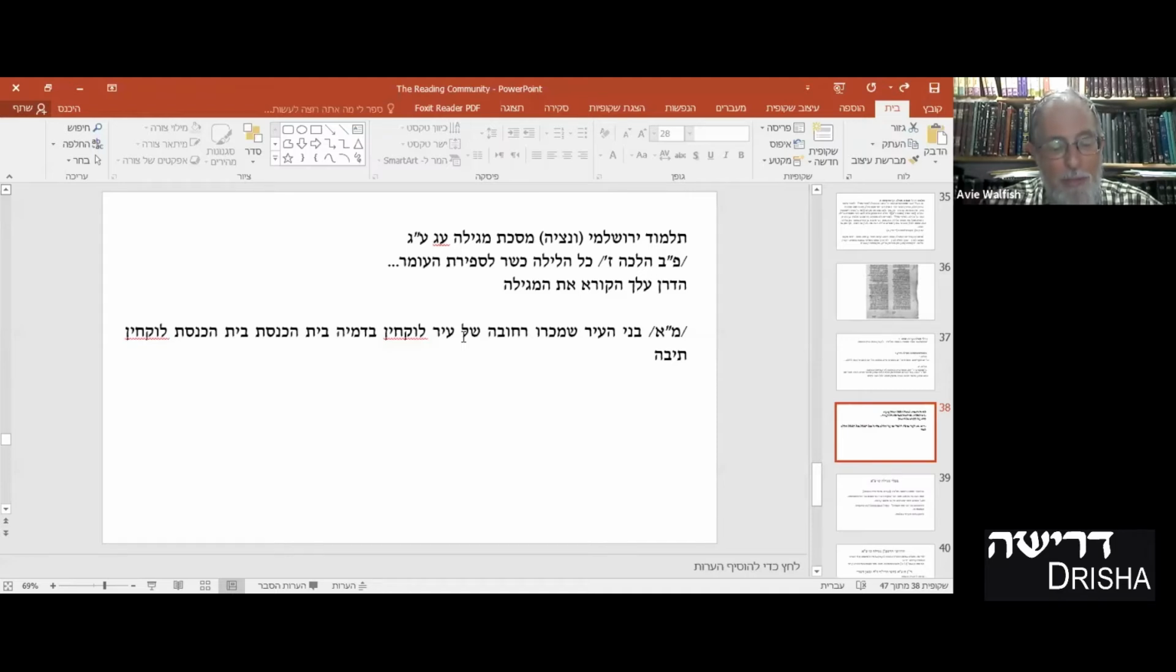That's right. Very good. Now to focus this yet more sharply, let's look at the first words of our chapter. B'nei ha'ir shemachru rechova shel ir. The members of a city that sell the central square or plaza of the city. Now the wording of this sentence should have some resonance for us from within our tractate.